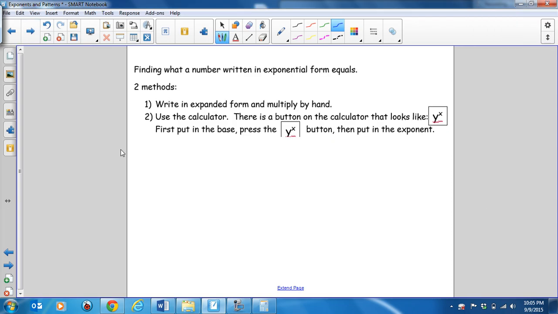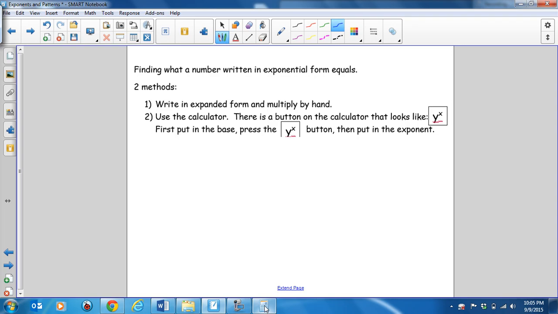Alright, now finding what a number written in exponential form equals, we have 2 methods. The first one is write it in expanded form and then multiply it by hand. That would take a very long time. The second method is to use the calculator, and tomorrow during class we are going to use the calculator and practice this. So on your calculator there is a button. It is called the Y to the X button and it looks like this. Okay, it has a Y with a little X in the corner.